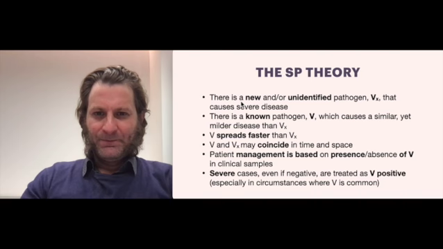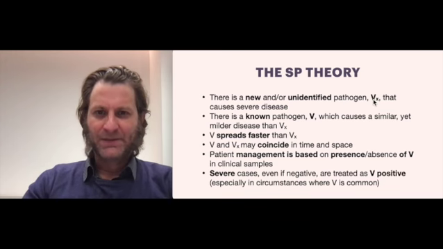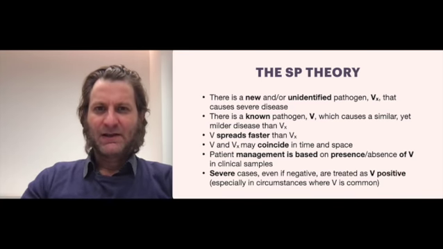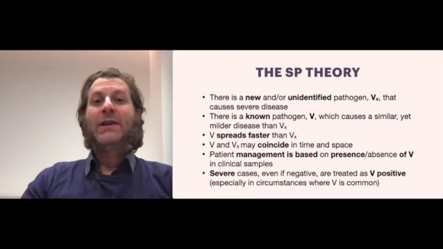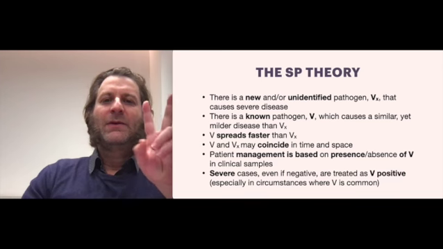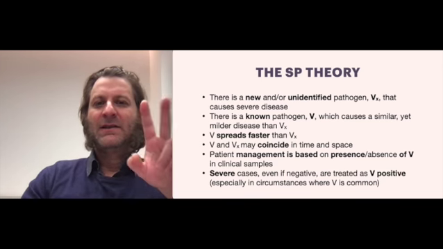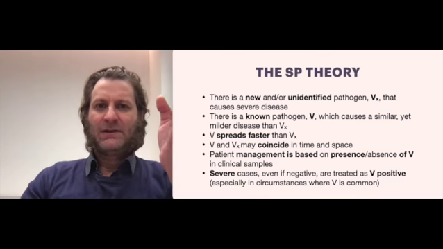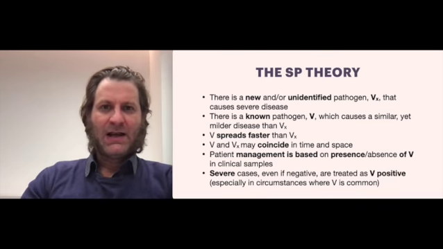The conditions are: there's a new and or unidentified viral pathogen, which I call VX. It's an unknown virus, VX. This VX causes severe disease. There's also a known pathogen, which we call V. This is the normal virus which we expect. It causes a superficially similar disease to VX. Let's say that VX causes pneumonia, which has a fatality rate of 20%.